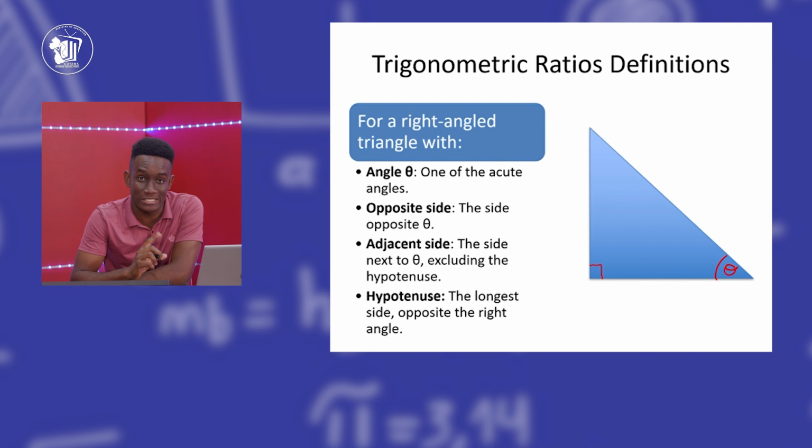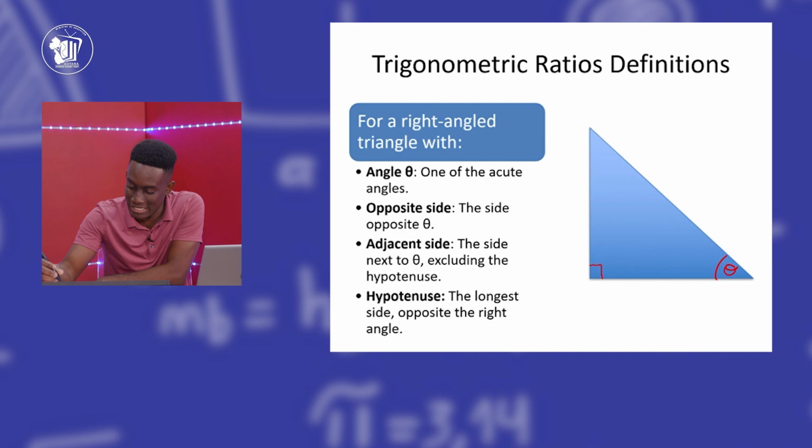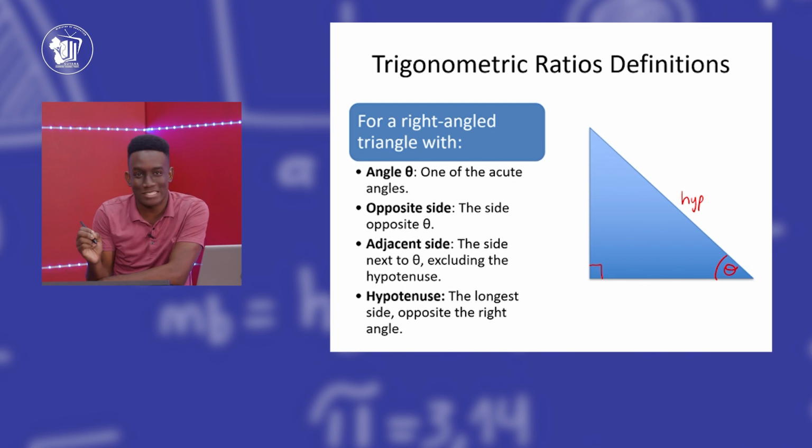There are three sides in the triangle and each side has a name. The first and most important name is for the longest side of the triangle, which is the side opposite the right angle. Wherever the right angle is, the side opposite that will be the longest side, and that side is known as the hypotenuse. We can use HYP for short.